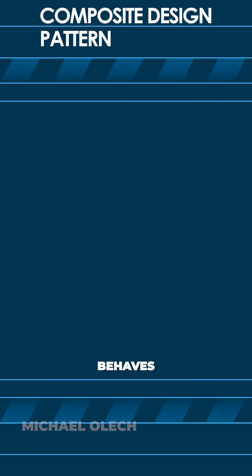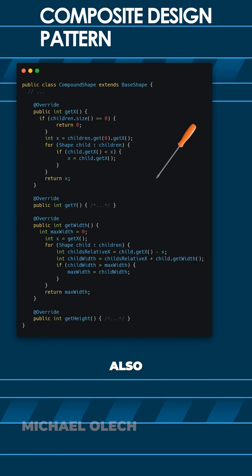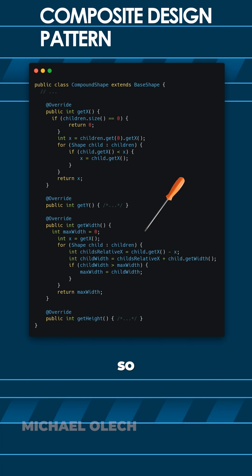A compound shape that behaves like a regular shape also inherits from base shape but delegates all the actions to the nested elements. This component is like a node in our tree-like structure. It defines all the methods for managing nested objects like adding and removing from the list. But it also has to override methods from base shape, so to calculate x location it loops through the list to find the smallest number, which is the highest on the canvas.